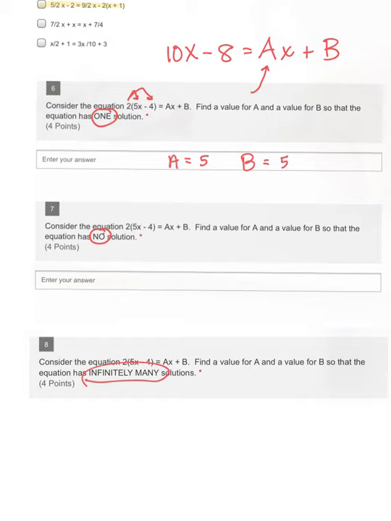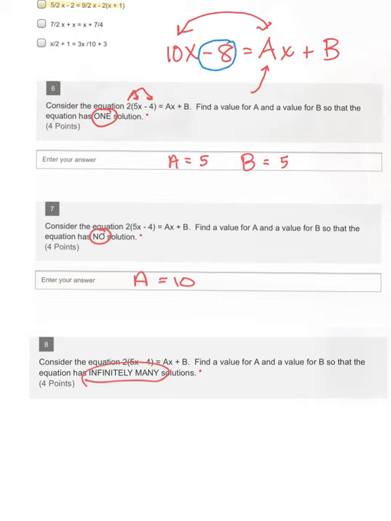For the next one, for 7, we want no solution. In this case, we need a to be exactly the same. These have to be the same because they need to eliminate to be no solution. So a has to be 10. Now this is the part that differs. The b has to be any number but not -8.